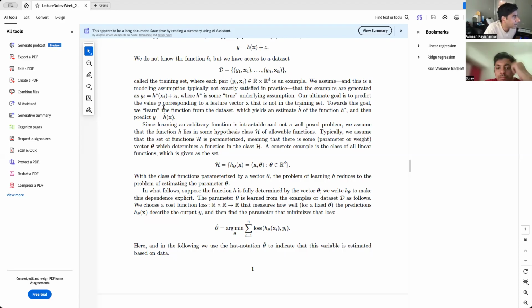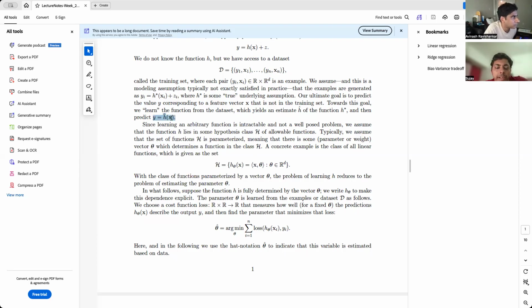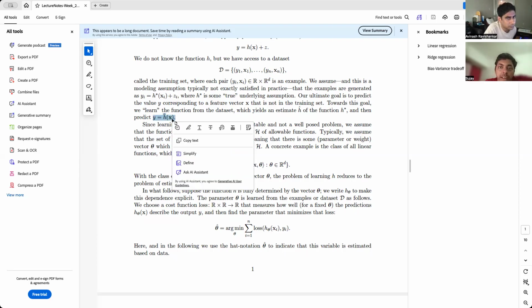But then why does it say Y is equal to something? That's just a prediction. That's the estimate. Based on our estimates, if you have to predict the Y value for a new X value, then our prediction will be using that function H hat, because that is our best estimate.